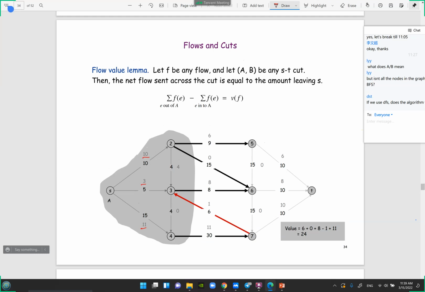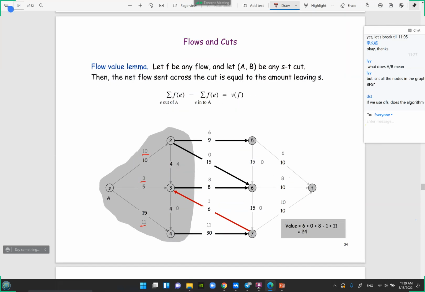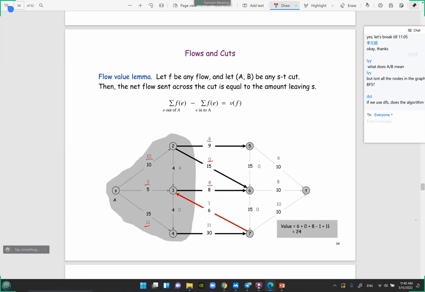But now you have a different cut, and we're going to look at all of the flow going out from the cut, minus the flow coming into the cut. So how much is going out? It's 6 plus 0 plus 8 plus 11. What is that? That is going to be 25.